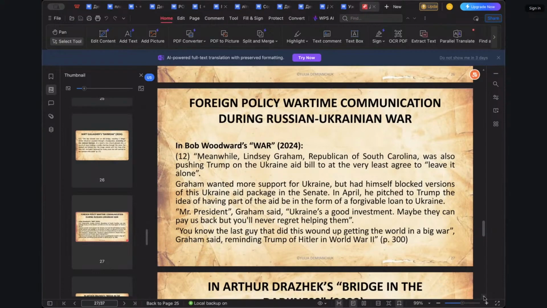Graham structures his communicative strategy employing arguments grounded on historical parallels, including "the last guy that did this wound up getting the world in a big war," an allusion to Hitler, as a tool to influence through the memory of a world tragedy.